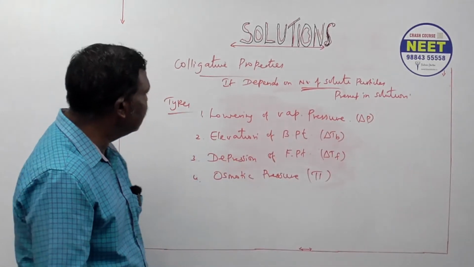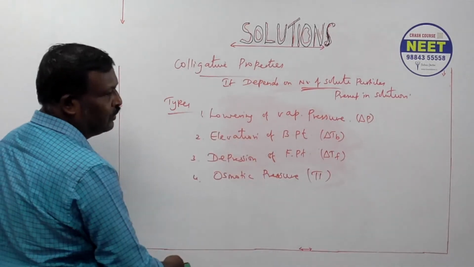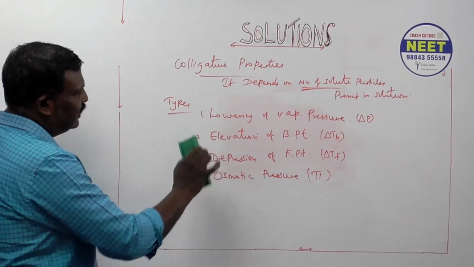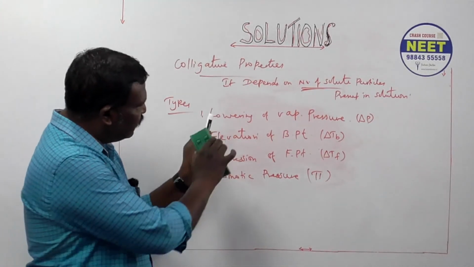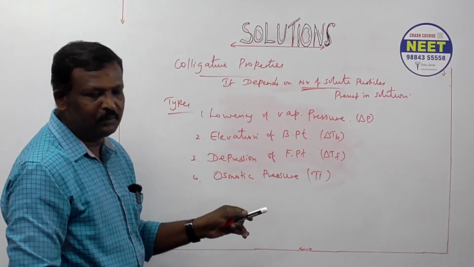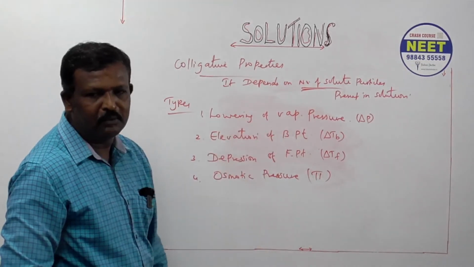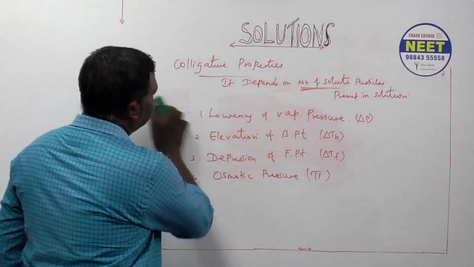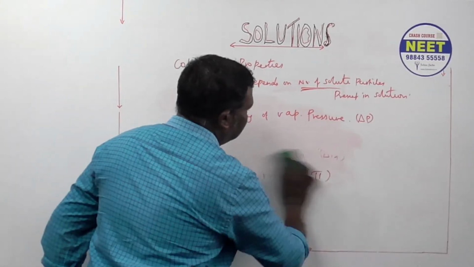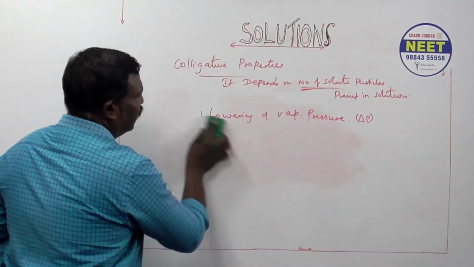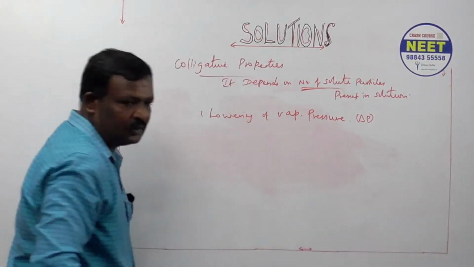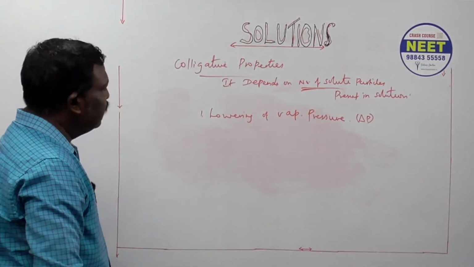Right. Now we are going to see one by one. I am going to give only the formula for each and every one, based upon which there will be some sums, problems. Understood? First you write. First one, lowering of vapor pressure.